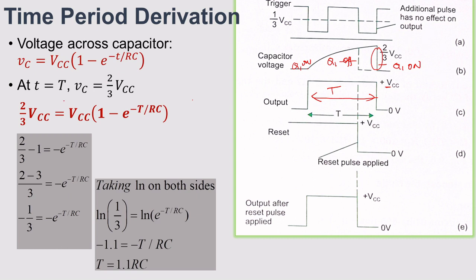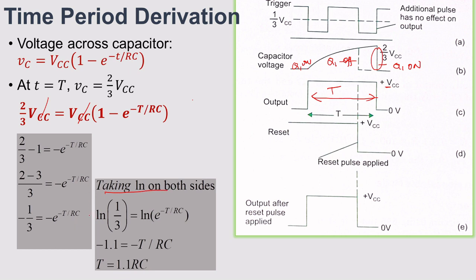I am substituting 2 by 3 VCC in place of VC, equal to VCC into 1 minus e power minus t by RC. I am taking this t as a capital T and the time constant RC. Then I cancel VCC and take the 1 to the left side. So 2 by 3 minus 1 equals minus e power minus T by RC. Then if you take the LCM, you will get minus 1 by 3 equals minus e power minus T by RC. Now take a natural logarithm on both sides.